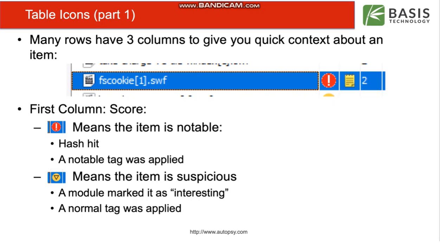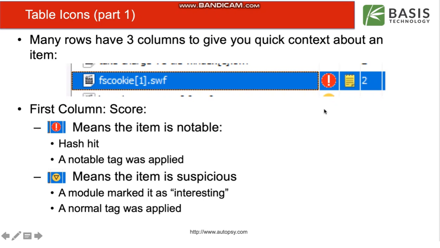Now we'll talk about how you do these things a little bit later as this course progresses, but the main idea here is that there are certain techniques that can be associated with identifying a file as being notable. And if that file is notable, it'll have a red icon next to it. The second kind of icon is the yellow icon, which means the item is suspicious. It's not really bad, it's not really good, but it's something you should be aware of. It'll get that icon if a module has marked it as interesting, or if you tag it but use a normal tag instead of a notable tag.